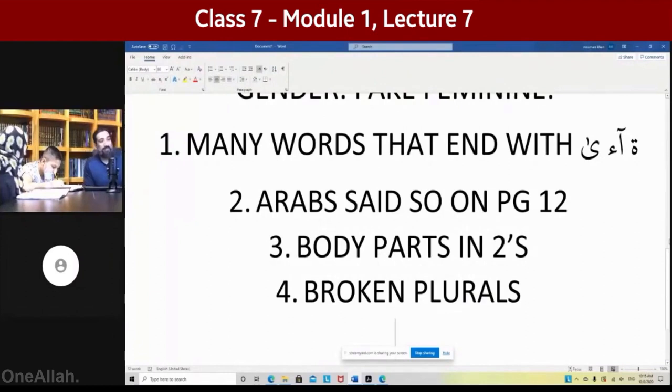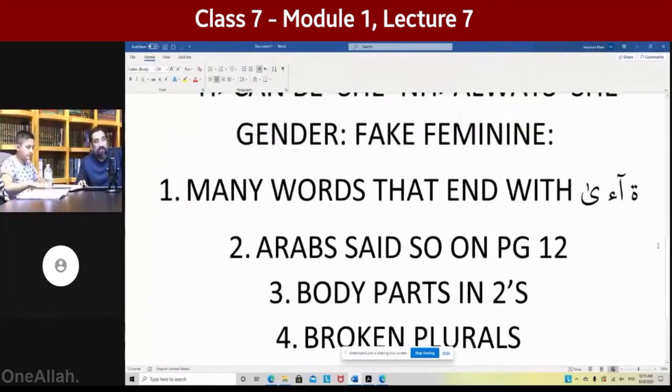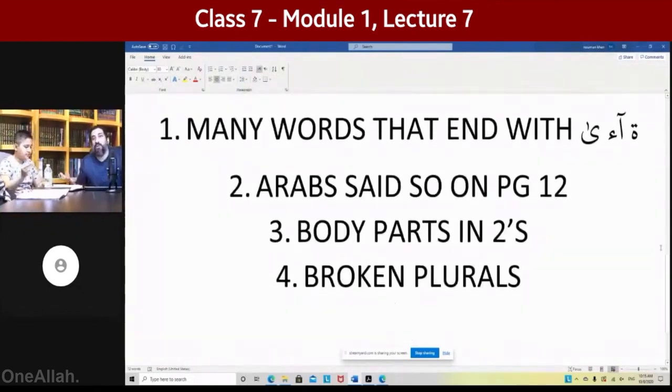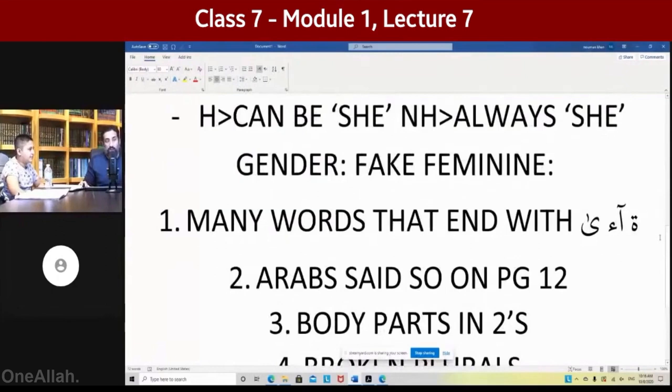Broken plurals. We already took notes on that, so we don't have to repeat that here. But broken plurals are part of this because the title is fake feminine. Why are they fake feminine? Because we're pretending they're a she. Isn't that fake? They're not really a woman. They're not one, they're many. But we're pretending that it's treated like a she. So that's why that's here. Okay, so that's all of gender.